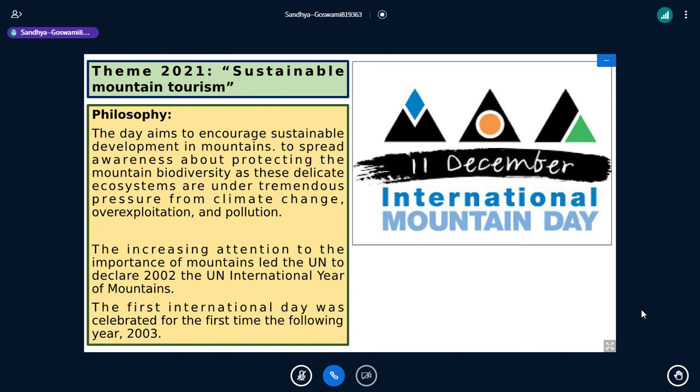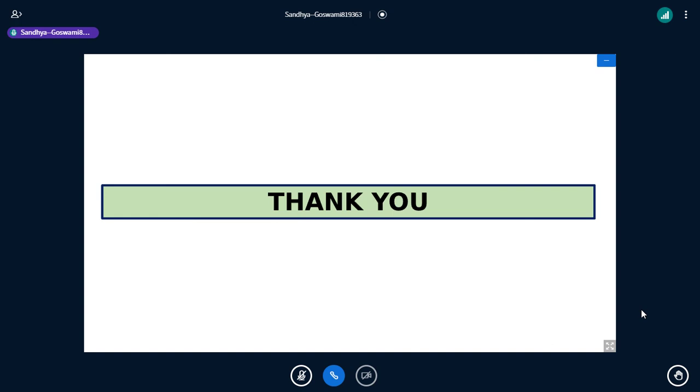And the last one, in December, on 11 December we celebrate International Mountain Day. Mountains are very important, a very unique ecosystem, but they are under a lot of pressure: climate change, over-exploitation, pollution. So to increase attention towards the importance of mountains, this day needs to be celebrated, and from 2003 we started celebrating it. So that is all about the important days related to forest and environment.